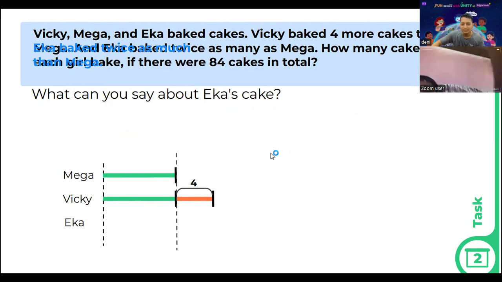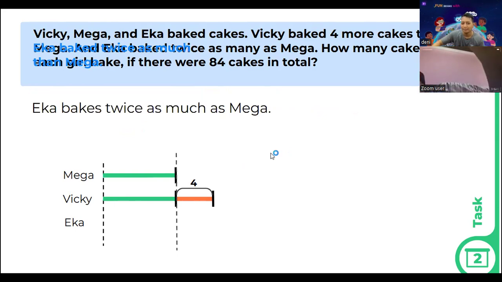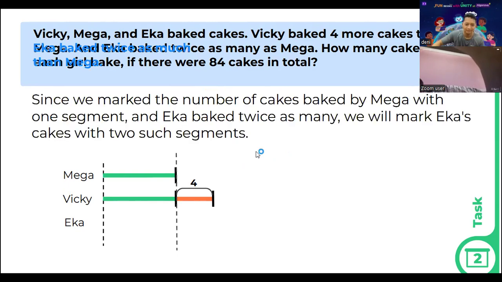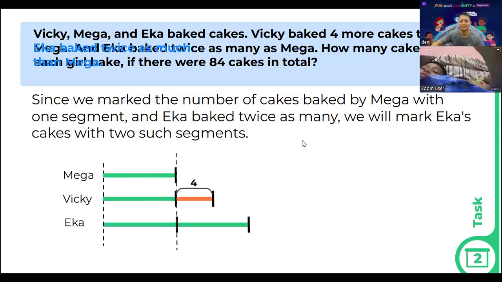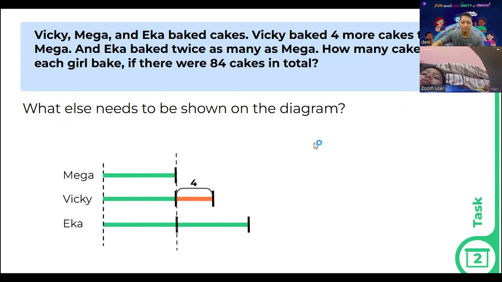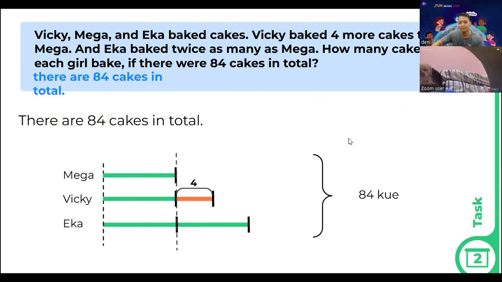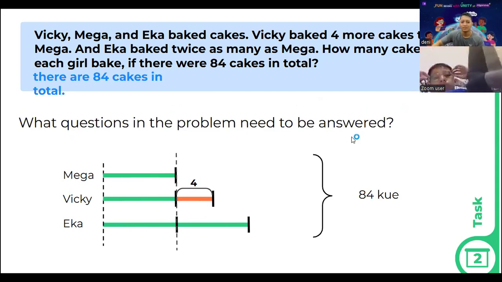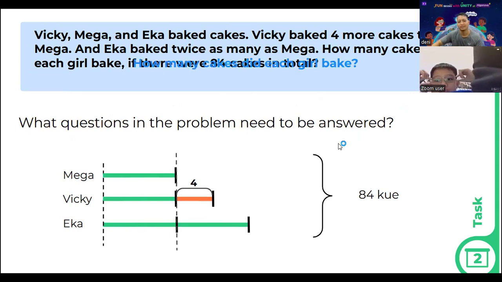What can you say about Eka's cake? Eka bakes twice as much as Mega. Since we mark the number of cakes baked by Mega with one segment, and Eka baked twice as many, we will mark Eka's cakes with two such segments like this. Now, what else needs to be shown on the diagram? Of course, the total, right? Yeah, there are 84 cakes in total.